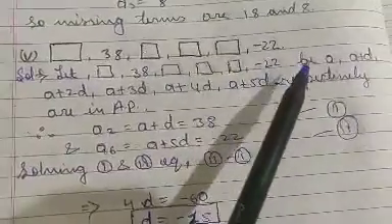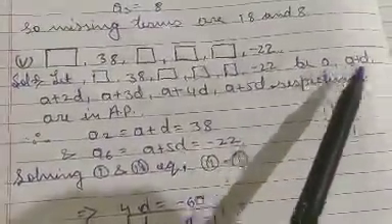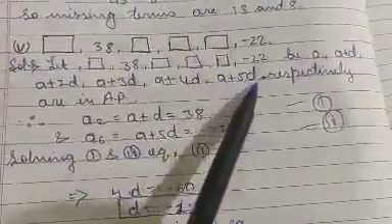Now see the fifth bit of the same question, question number 3. The first term is missing, the second term is given, the third, fourth and fifth terms are missing, and the sixth term is given. The question says that this set of numbers is in AP. Let the first term be a, the second term a + d, the third term a + 2d, the fourth term a + 3d, the fifth term a + 4d, and the sixth term a + 5d respectively.